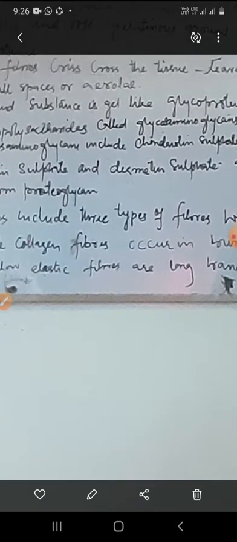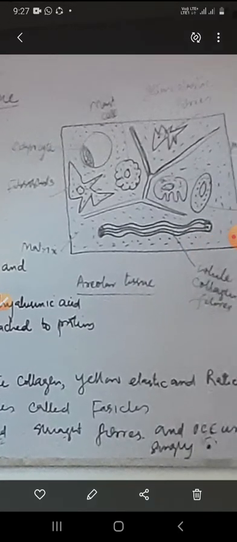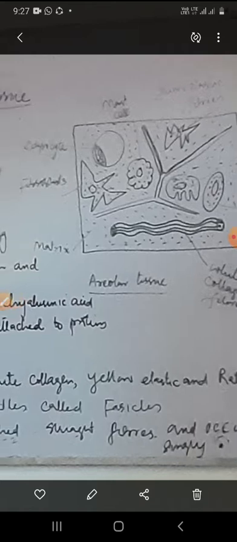These glycosaminoglycans are attached with proteins to form proteoglycans. This is the ground substance or the matrix of areolar connective tissue. You've seen the structure, where different types of cells and different types of fibers are there. First, there is a ground substance composed of glycoproteins and proteoglycans. And then there are three types of fibers.